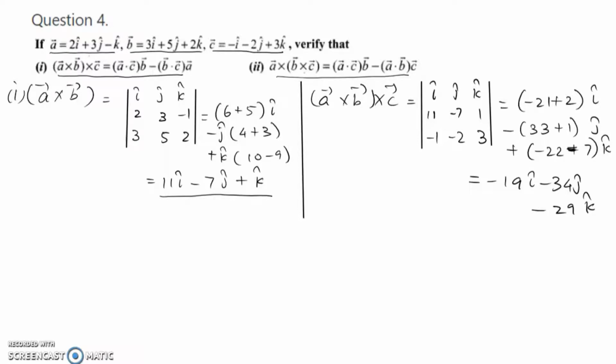Okay. Now this is our left hand side. Now let's do the right hand side. Right hand side is A dot C. I'm just copying from up.